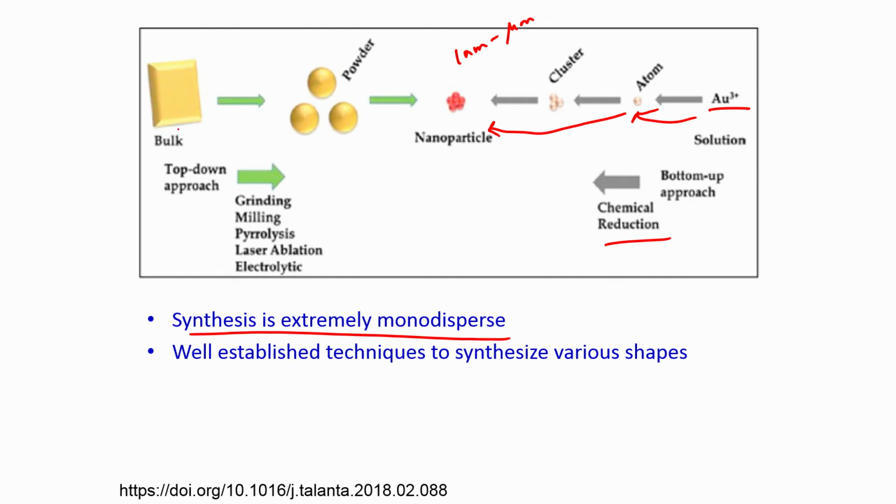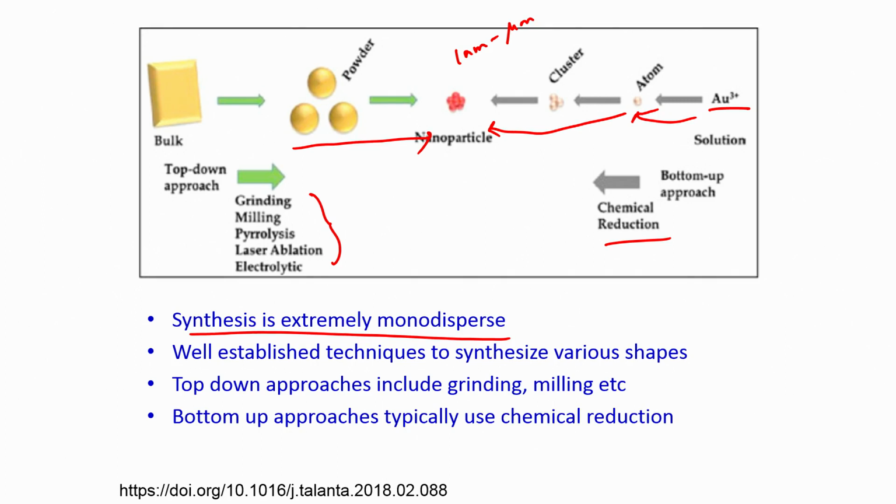You can take a bulk metal, you can do some physical methods or top down approaches, you can use laser ablation, you can grind it, you can mill it, you can reduce it further down to whatever levels you want. And so both these methods are well accepted and well used in the field. So top down approaches, as I said, will include grinding and milling, and bottom up approaches typically require chemical reduction of some salts.